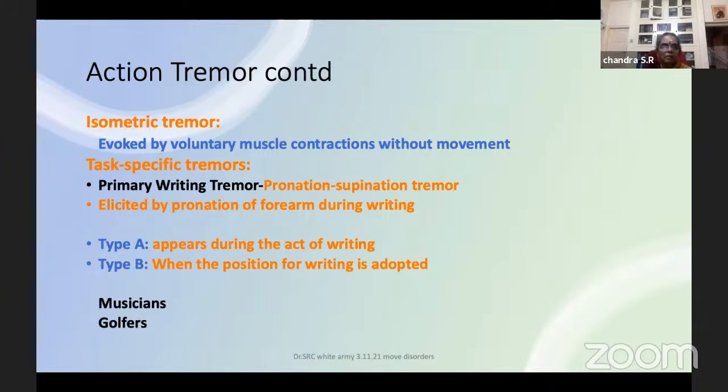And task-specific tremors are during a task. So you are writing and you get a tremor, it is primary writing tremor. Primary writing tremor is when you are having a particular task and the tremor is coming, that is pronation and supination tremor. You tell the patient to write, so you get a pronation, supination movement. That is a typical primary writing tremor.